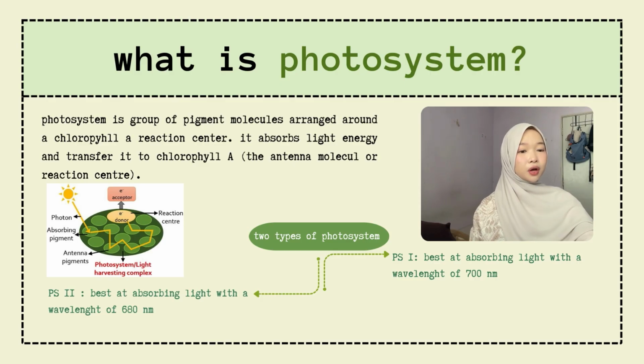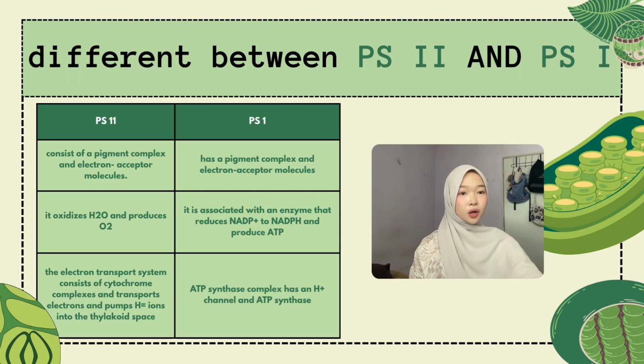There are two types of photosystems involved in photosynthesis. Photosystem 2 absorbs light best at a wavelength of 680 nanometers, while photosystem 1 absorbs light best at 700 nanometers. Both photosystems work together in the light reaction to produce energy-rich molecules. Although photosystem 2 and photosystem 1 have similar structures, they perform different functions in photosynthesis.